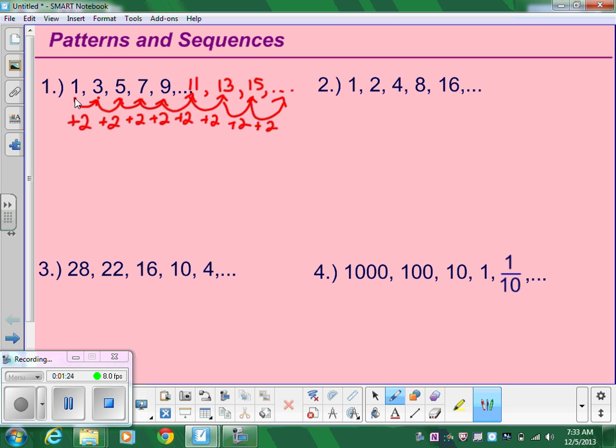Now we can take a look at many different lists of numbers and find different patterns. Take a look at the second example. What pattern do you see? In this case, all we're doing each time is doubling our piece, our number.